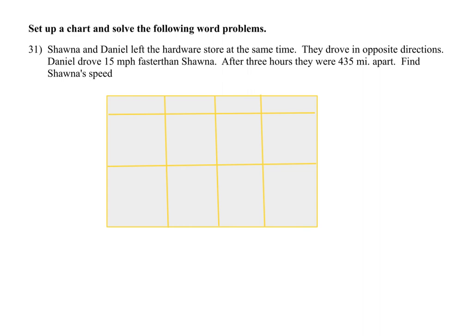So you're going to set up a chart. Your chart is always for these going to be rate, time, and distance. All right? You're either going to have two people or going there and coming back, right? In this case, I have two people. I have Shauna and I have Daniel.